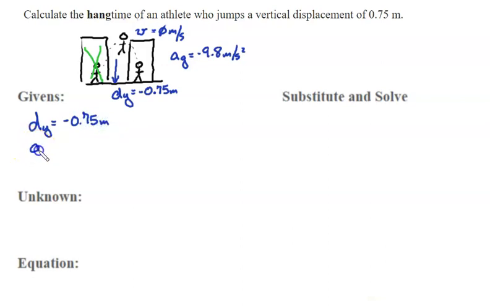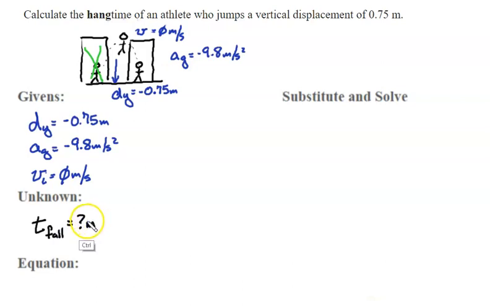meters. I have an acceleration due to gravity of negative 9.8 meters per second squared, and I have a velocity, and in this case it's an initial velocity. It's his or hers initial velocity is 0 meters per second. The question is asking me for time, but we need to be careful. This is the time it takes them to fall down. This is going to become important because the question asks for hang time.